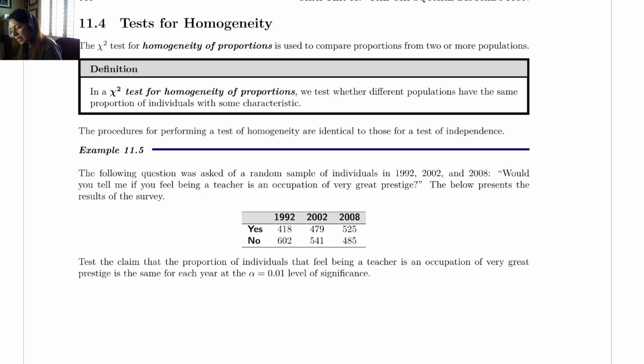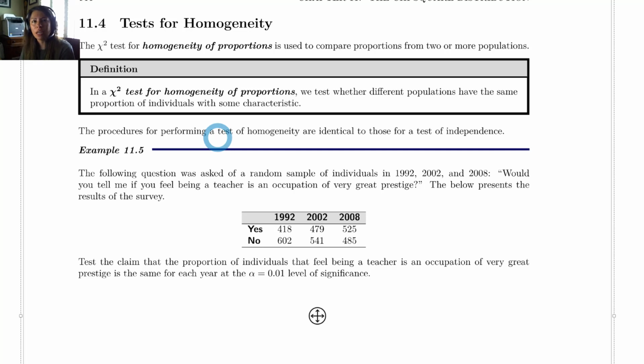Here we see that in a chi-square test for homogeneity of proportions, we test whether the different populations have the same proportion of individuals with some characteristic. So essentially, we want to test whether all the proportions of the populations are the same or whether they are different. Prior in chapter 10, we could only test two proportions, remember? And chapter 9 was one. How do we test three or more, right?